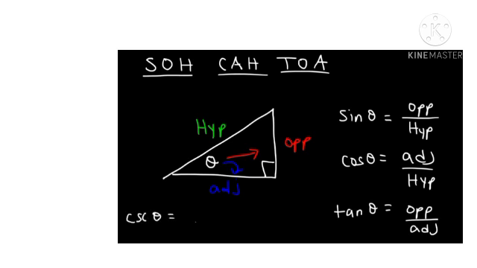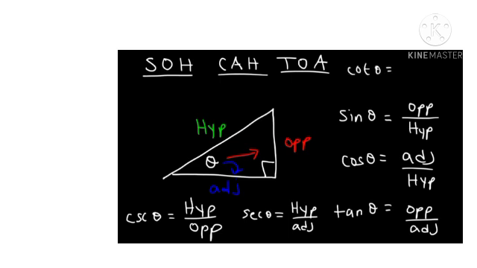It's opposite over adjacent. Now we know that cosecant is 1 over sine, so cosecant is basically hypotenuse divided by the opposite side. So you just need to flip this particular function. Secant is the reciprocal of cosine, so secant is going to be hypotenuse over adjacent. Cotangent is the reciprocal of tangent, so if tangent is opposite over adjacent, cotangent is adjacent divided by the opposite side.